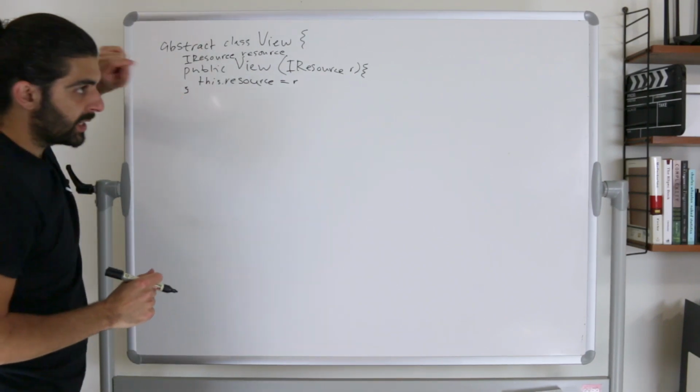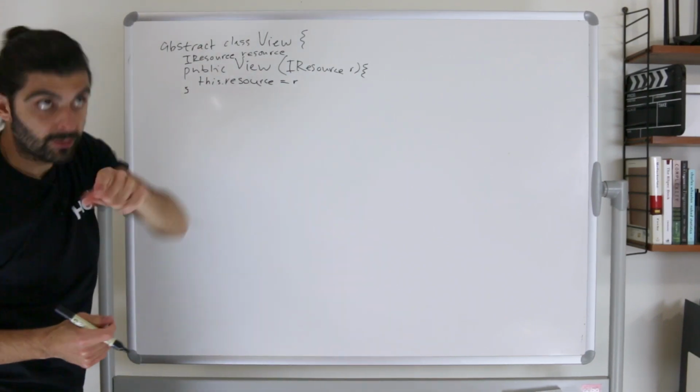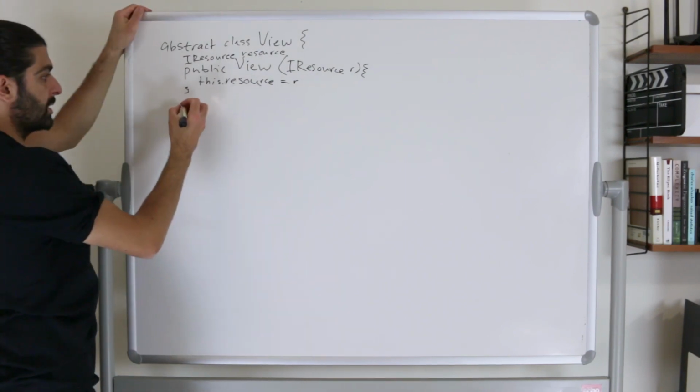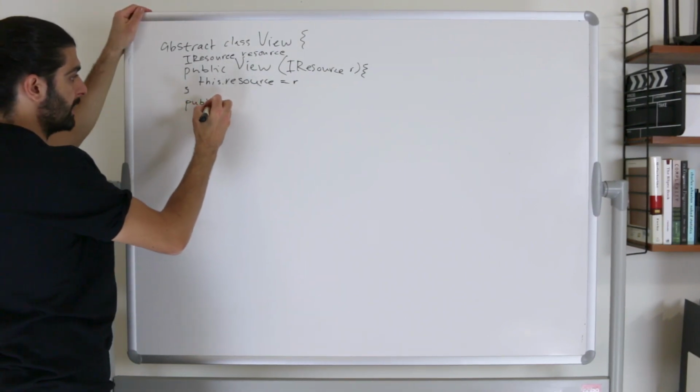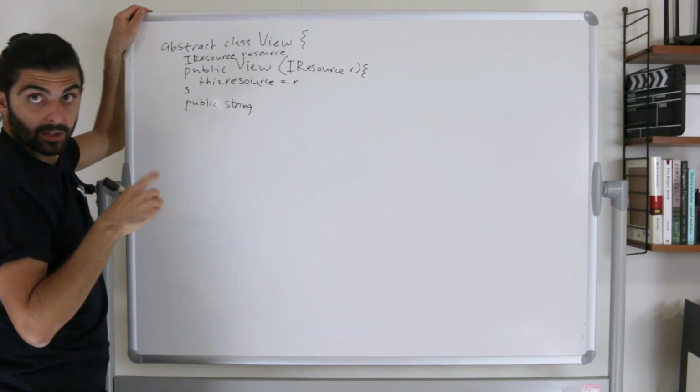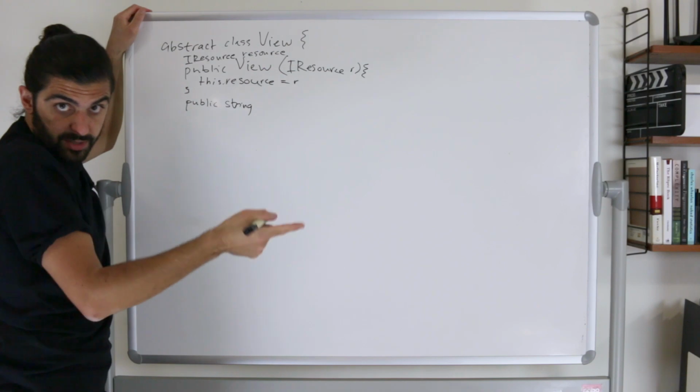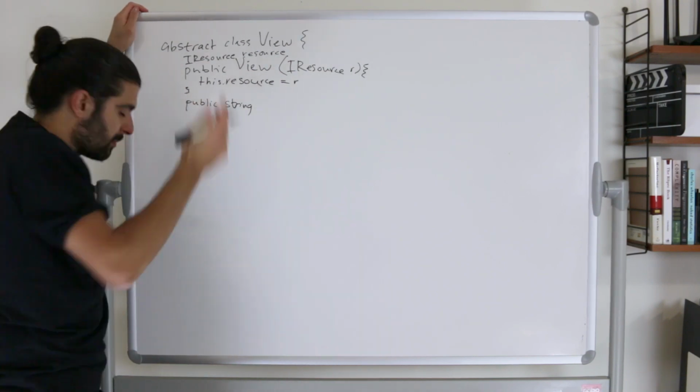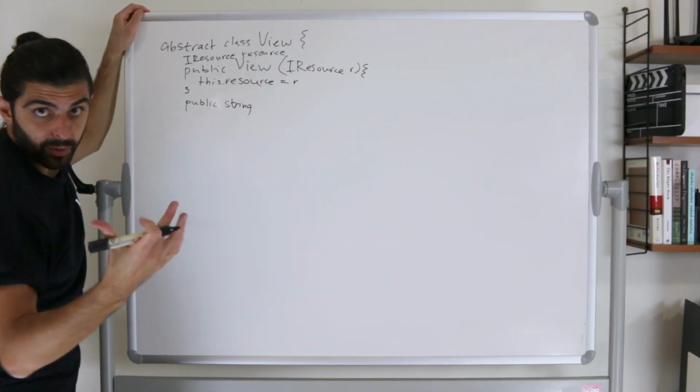Then the view needs to have a method, which we mentioned before, which is show. So it needs to have a public method that returns a string. Remember, we said it returns a string because we want an HTML representation in a string format. Maybe not a sensible choice, but whatever, it's just part of the example.